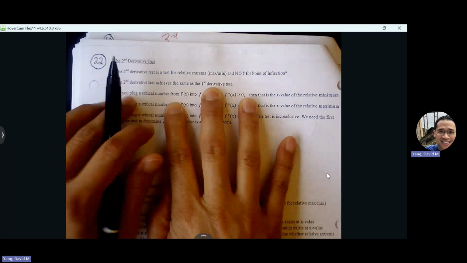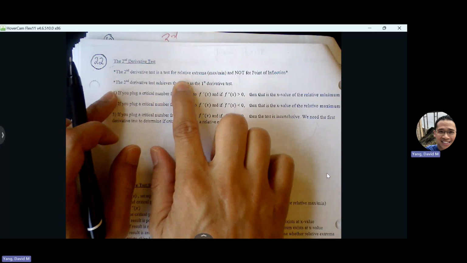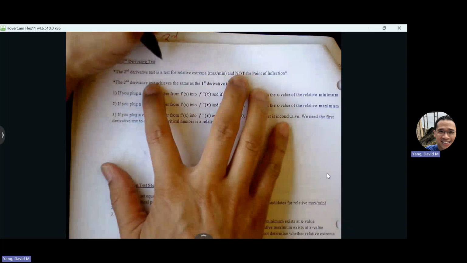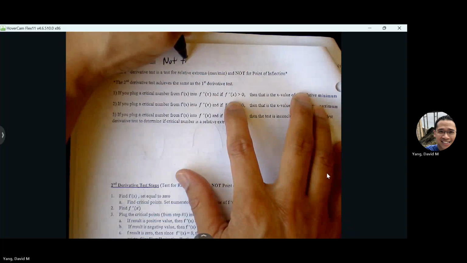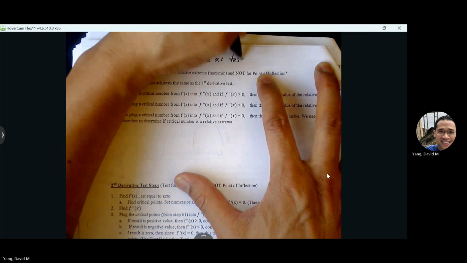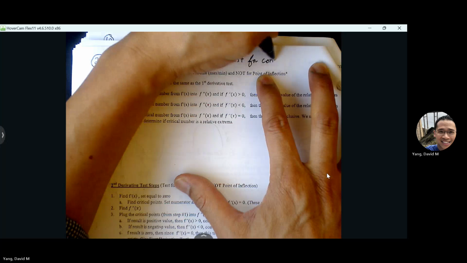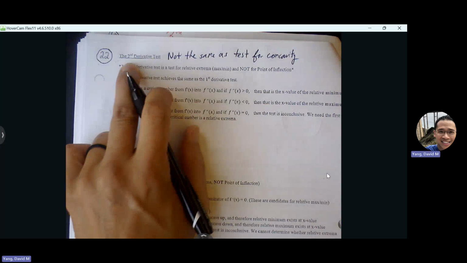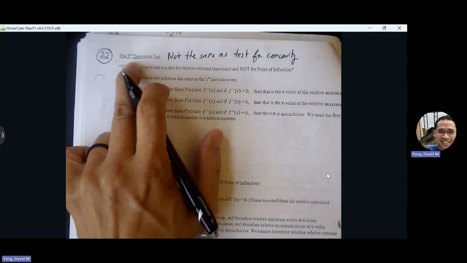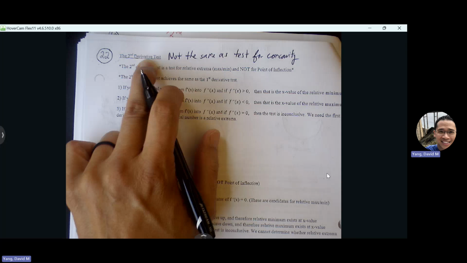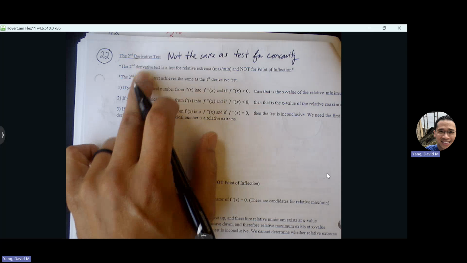Okay, we have something called the second derivative test. The second derivative test is not the same thing as the test for concavity. This is a little strange, because the second derivative test is going to do the same thing as the first derivative test. It's using the second derivative function to gather information about relative max and relative min.